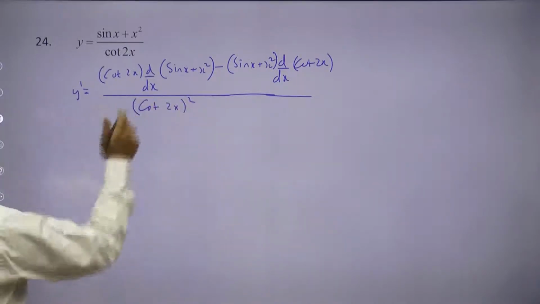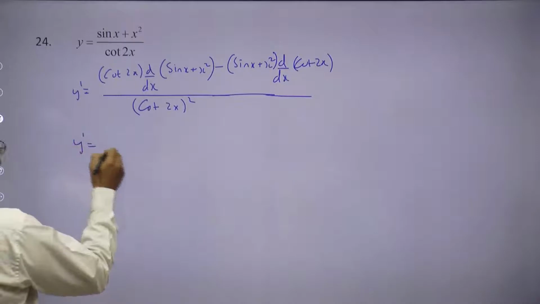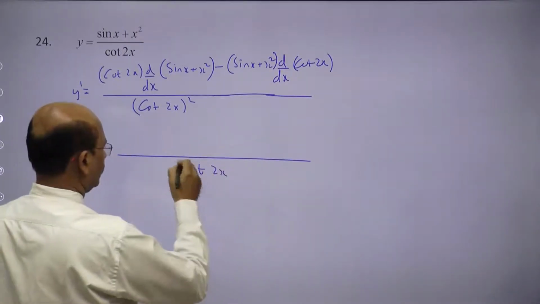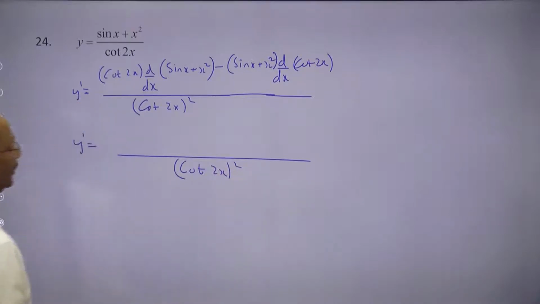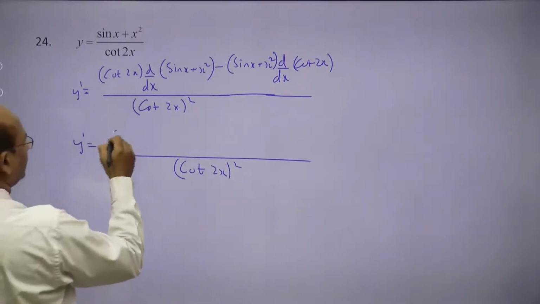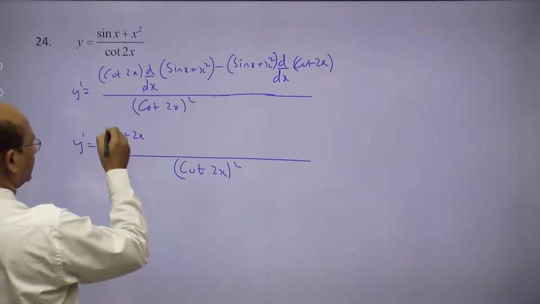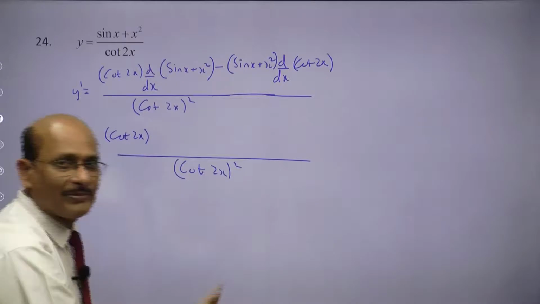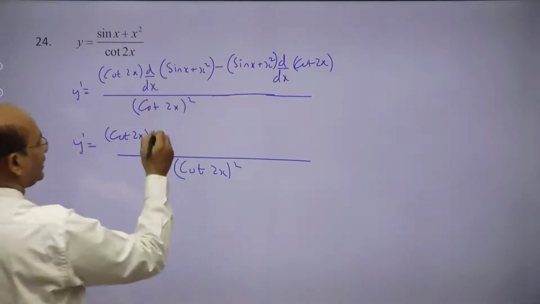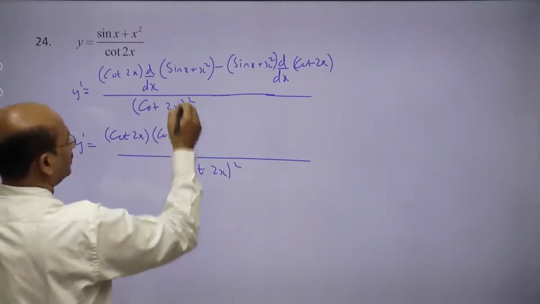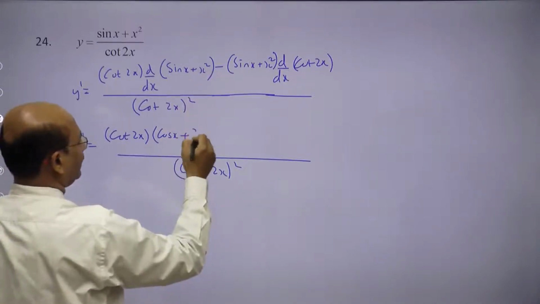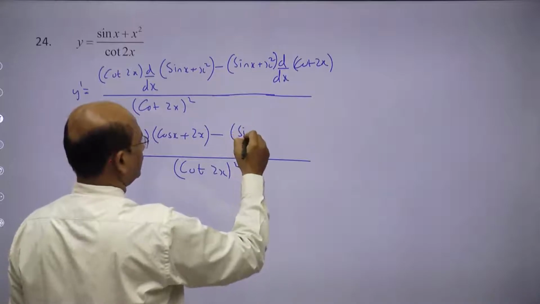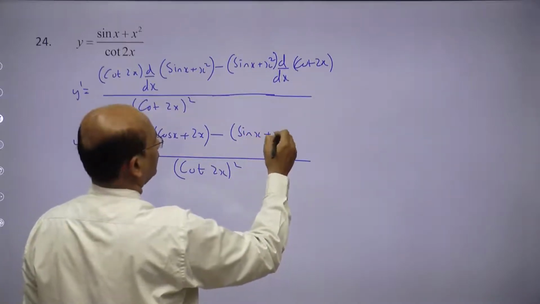Okay, now let us go ahead. So y dash, first I would always suggest put this out quickly, cot 2x whole square. Okay. Now cot 2x will remain as it is, cot 2x. Now when you come inside the bracket, it is a plus sign, so individual term derivative plays its role. So sin x derivative is cos x plus x square derivative is 2x minus, this will remain as it is, sin x plus x square.